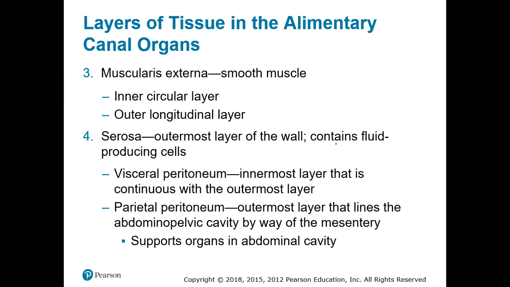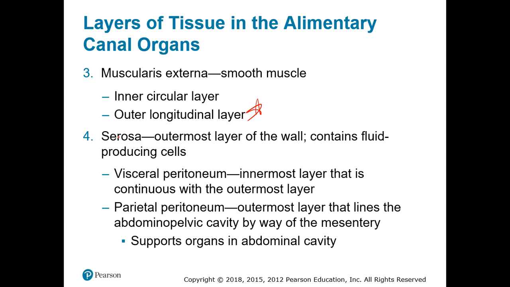The third layer is your muscularis externa. This is where you're going to find a lot of your smooth muscle. There are actually 2 layers. These 2 layers we're going to mention again later on in this lesson. We have the inner circular layer and the outer longitudinal layer.